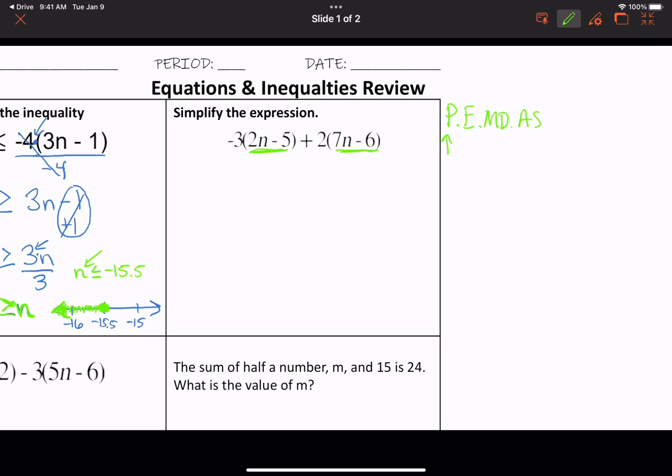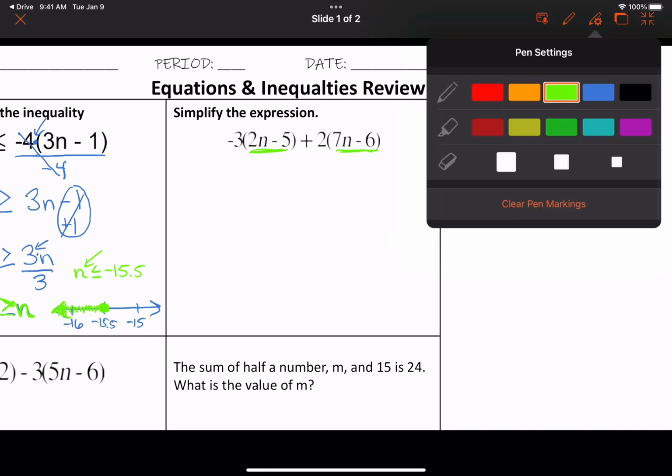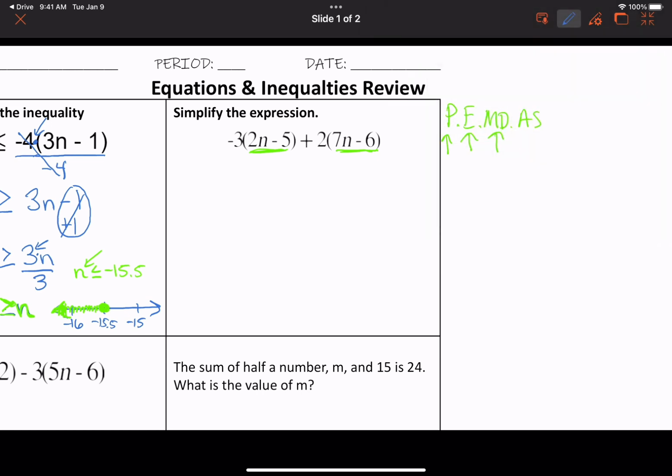Okay. Next thing I would do is exponents. I don't have any. Multiplication or division includes distribution. So we are going to go ahead and distribute our -3 into 2 of our terms here. But then we're also going to have to distribute our 2 into 2 of our terms over here.